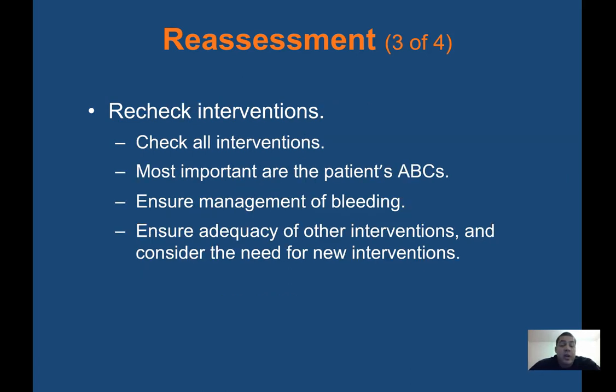Recheck interventions. Check all interventions. Most important are the patient's ABCs. Ensure management of bleeding. Ensure adequacy of other interventions, and consider the need for new interventions. So if you splint a patient, make sure all the straps are still tight, are still holding the patient's extremity in place. Make sure the patient still has a good airway, his breathing's good, his circulation's good.